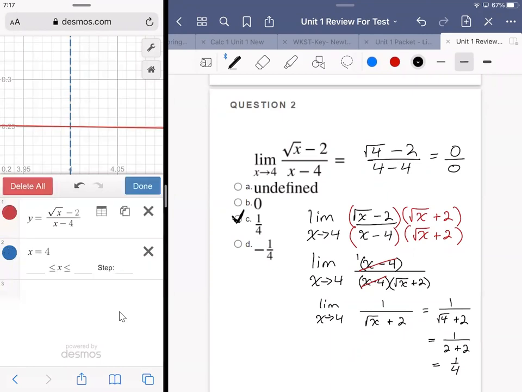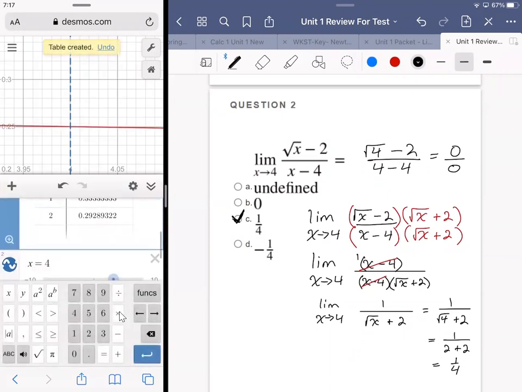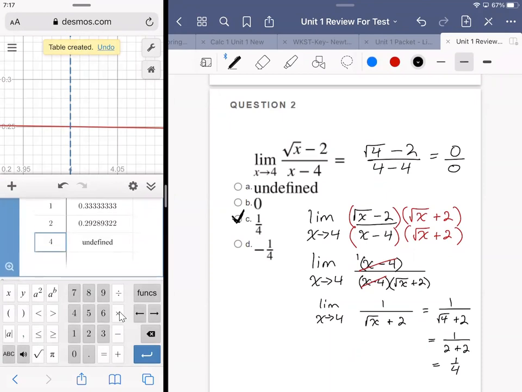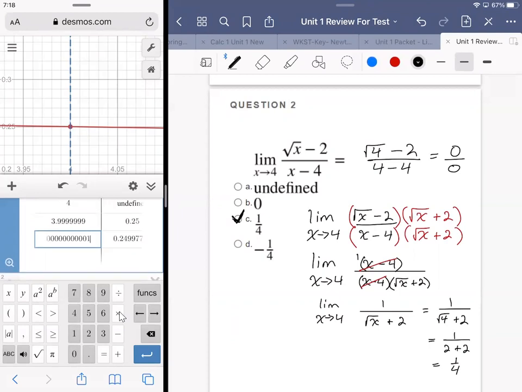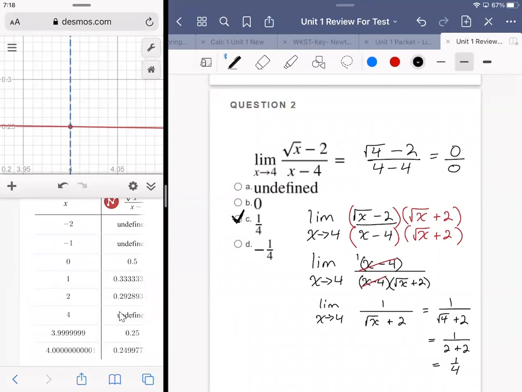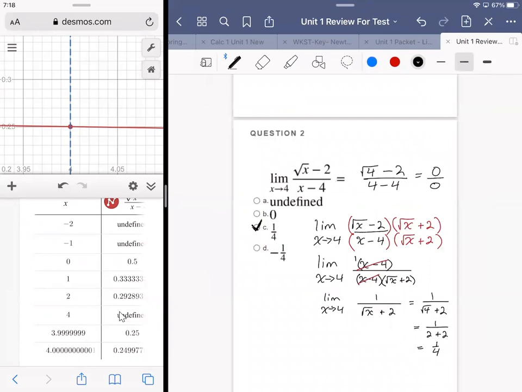However, you could also go to the table approach and say, we know we're living around 4. So pop in a 4, it says undefined. Pop in a 3.9999999. Maybe you even go like 4.00001, something like that. Maybe a few more zeros, just to see what's happening a little bit south of 4 and a little bit north of 4. You see it's living around 0.25, so it's logical to assume that at that hole we would be looking at a y value of 0.25, otherwise known as 1 quarter.